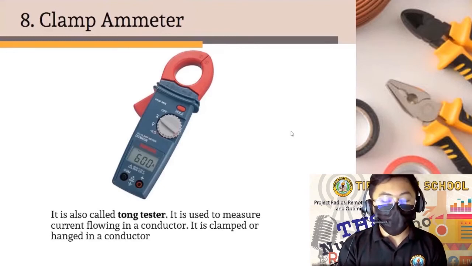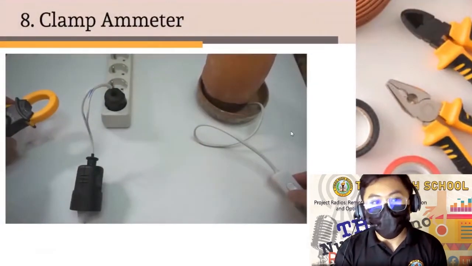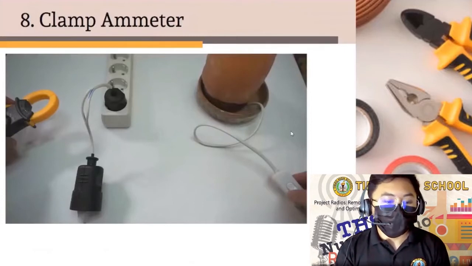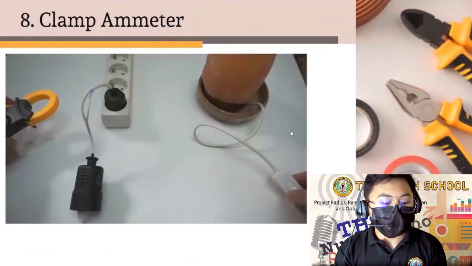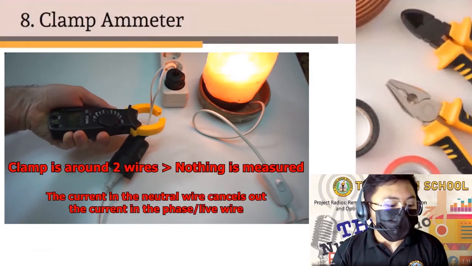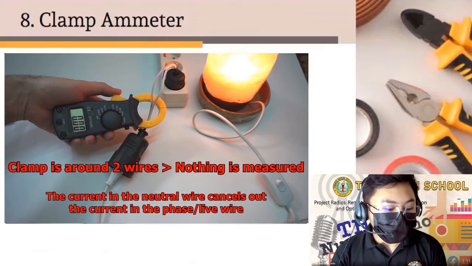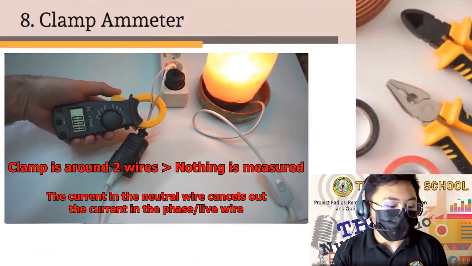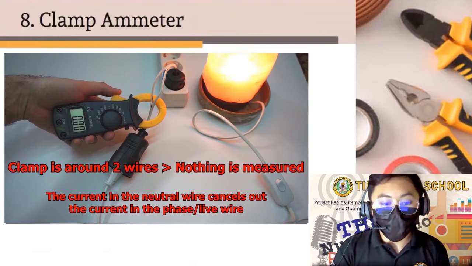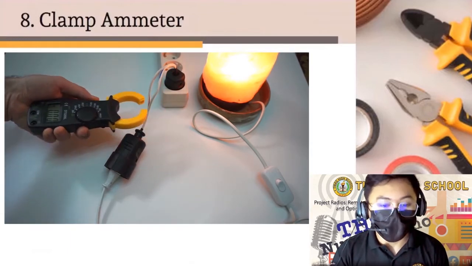Okay, para mas maintindihang mabuti, I have here a video on how to measure ampere using the clamp ammeter. So, heto siya. We will be measuring the electrical current of a light lamp. Okay, first, once na-clamp mo ng minsanan yung wire, ayan, tulad yung nasa video, wala siyang makukuhang readings or measurement. The reason is the current in the neutral wire cancels out the current in the phase or live wire. So in order for this to work, clamp only in one of the wire.